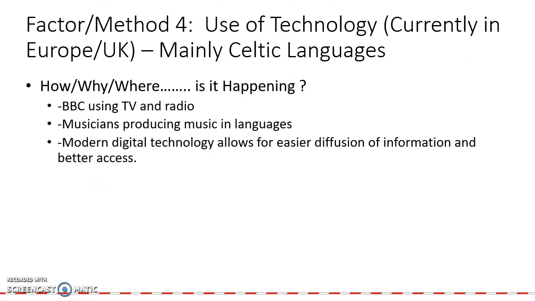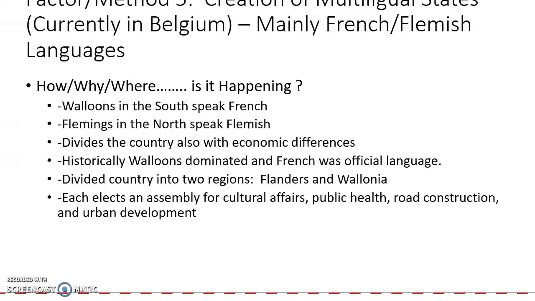In addition, they're using technology to diffuse and to disseminate the information. Also, it allows it to be more accessible, like Rosetta Stone, and music and podcasts, and using social media to allow people to be able to access this for learning purposes. They're doing this also in the UK with the Celtic languages. We've seen the creation of multilingual states, like in Belgium, mainly with French and the Flemish languages. They've also done this in Canada with French and English, and also some of the indigenous languages.